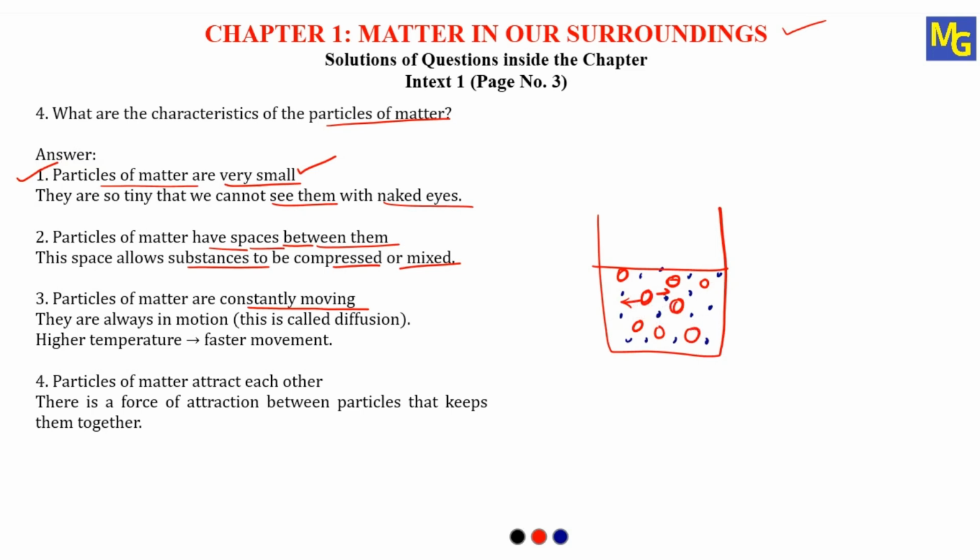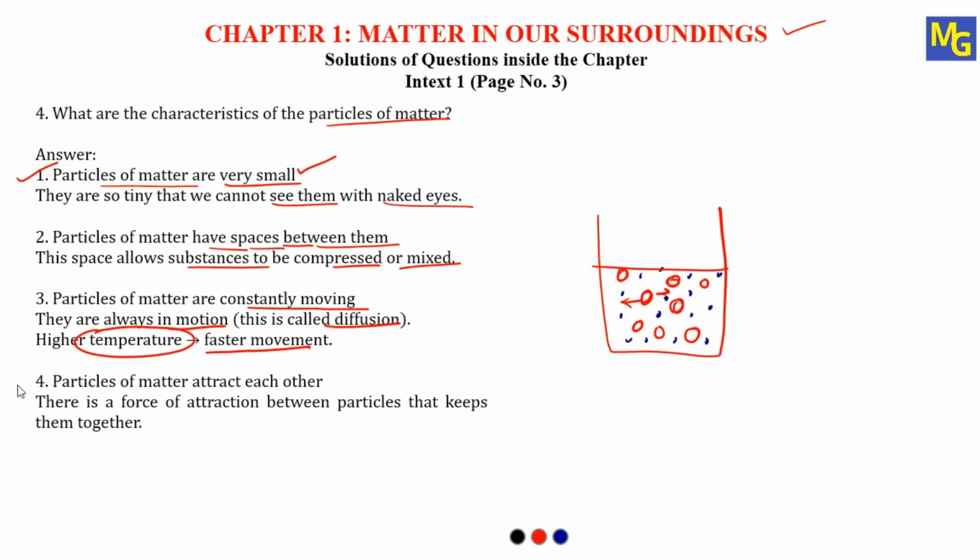So let me explain these two lines. They are always in motion, which is called diffusion. The diffusion process takes place just because they are constantly moving. They move from higher concentration to lower concentration. And remember, this movement depends on the temperature. If the temperature increases, particles will get kinetic energy. The movement will become faster. If the temperature is less, then the kinetic energy decreases and the movement becomes slow.